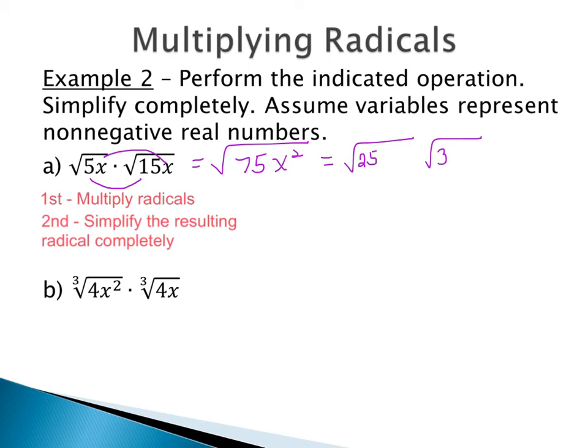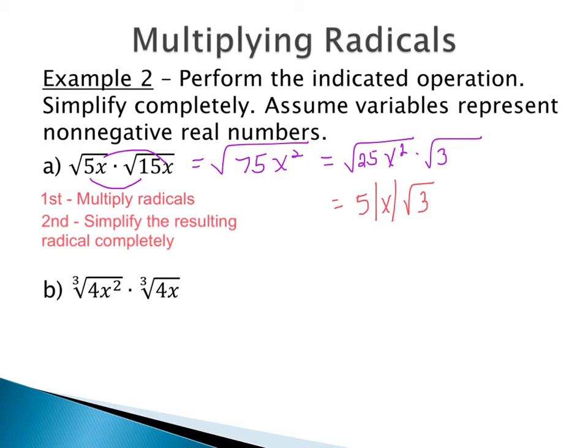X squared, I am going to be able to take the square root of. We just saw that in example 1. So I'm going to put x squared in that perfect square radical to show that I'm going to be able to take the square root of it. So the square root of 25 is 5. Then the square root of x squared we just saw is the absolute value of x. Square root of 3 will just stay square root of 3.